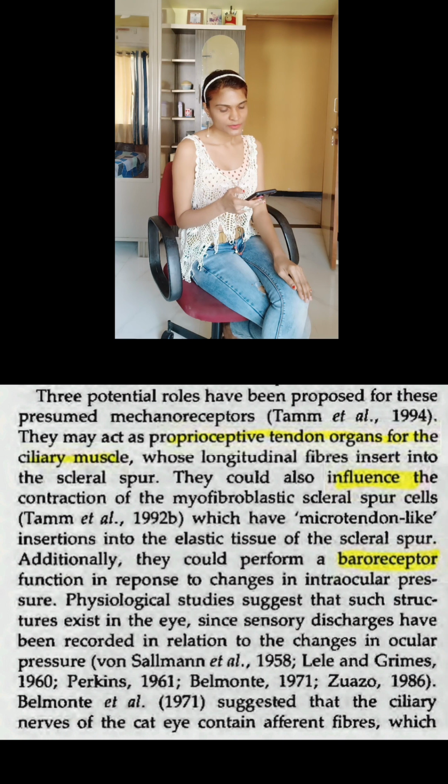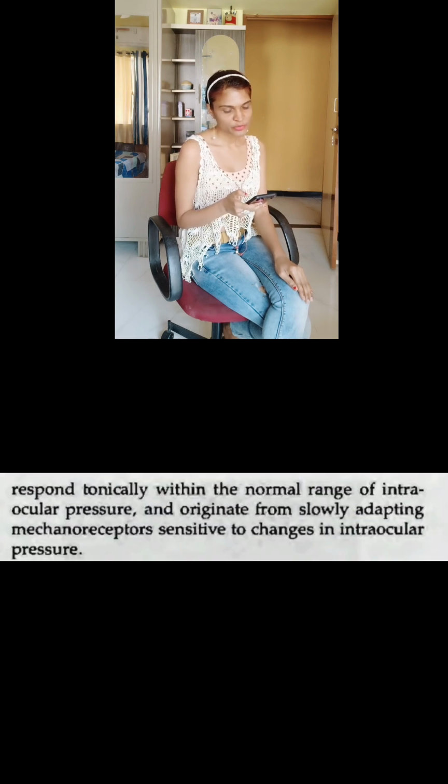Physiological studies suggest that such structures exist in the eye since sensory discharges have been recorded in relation to the changes in ocular pressure. Some scientists suggested that the ciliary nerves of the cat eye contain afferent fibers which respond tonically within the normal range of intraocular pressure and originate from slowly adapting mechanoreceptors sensitive to changes in intraocular pressure.